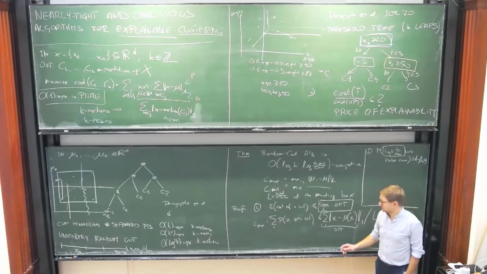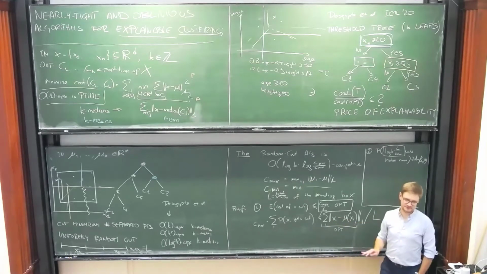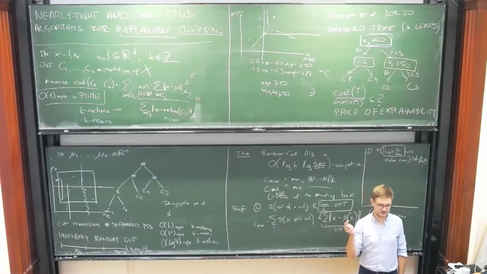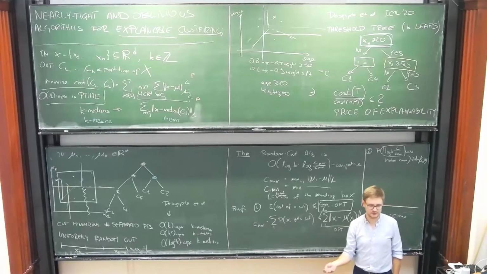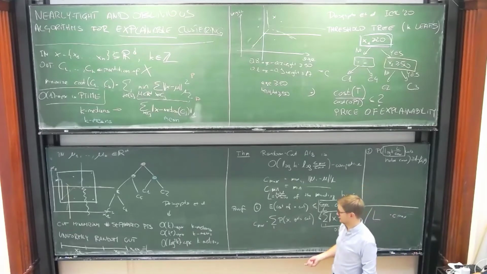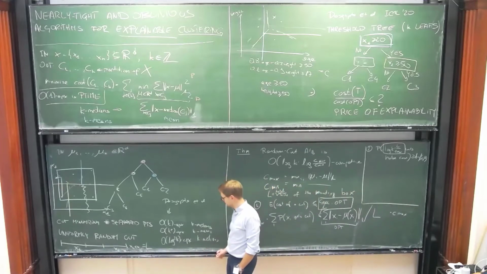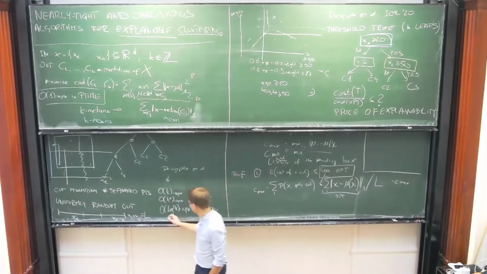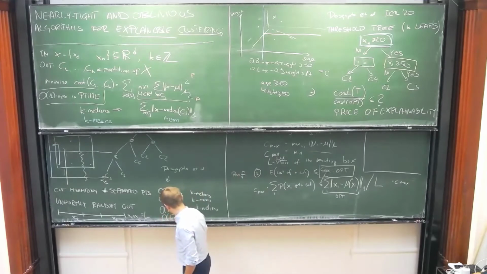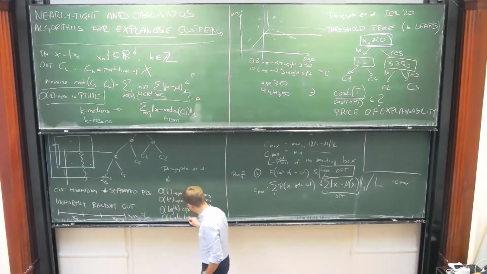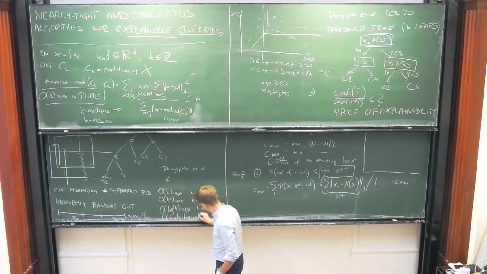And then there were 2 independent works. One appeared in ICML this year, the other will appear in SoCG next year. And they both proved that this very same algorithm is actually of log k times log k. Okay.